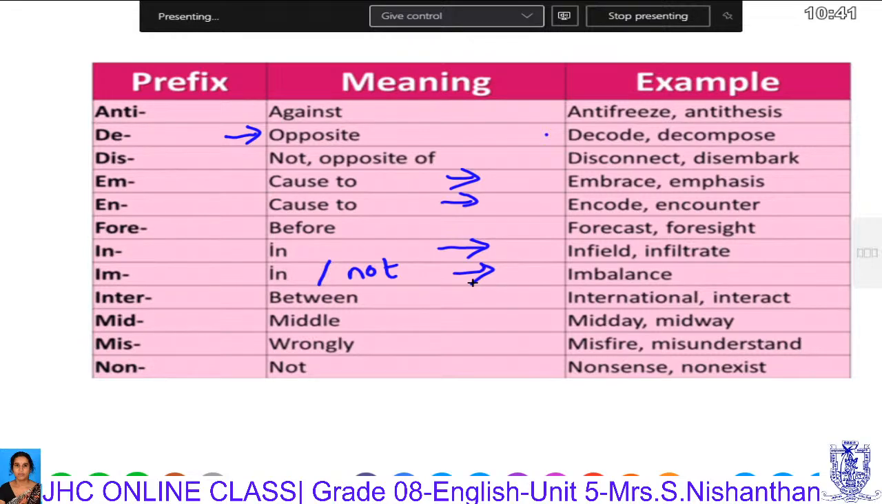And mid is the middle, says the midpoint. Midpoint, midday, midway, like that, the middle. Mis means wrongly: misfire, misunderstand, misbehave, wrongly. And non means not: nonsense, non-exist. Right. These are some prefixes with the meanings.